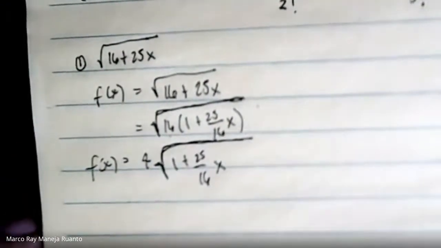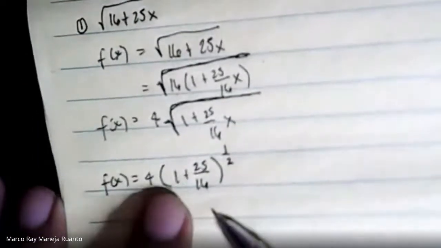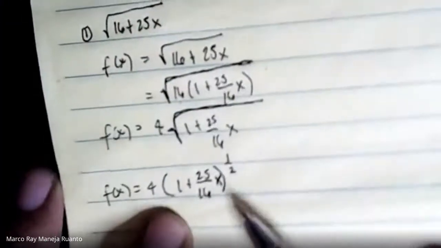Now, the square root, its equivalent power is 1/2. So we have f of x is equal to 4 times 1 plus 25 over 16 x raised to the power of 1/2. Okay. Now class, if you try to look at this, is it already similar to this form?